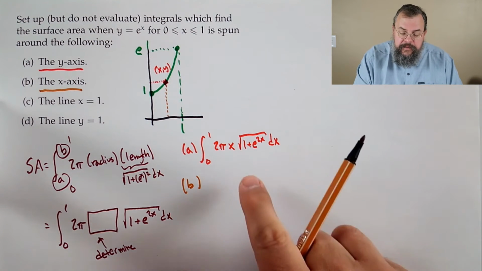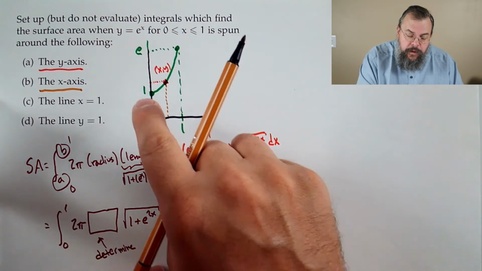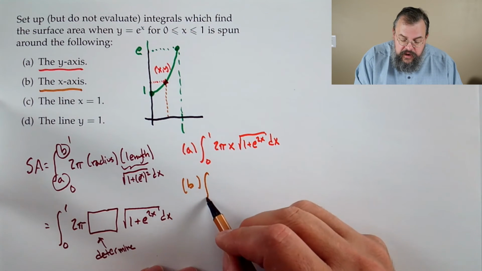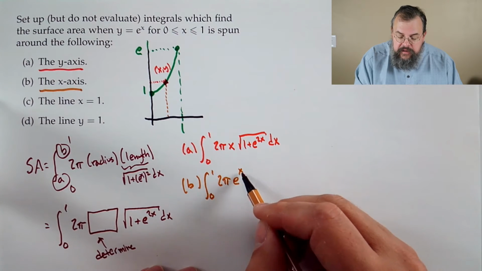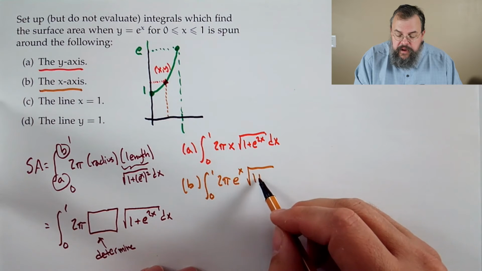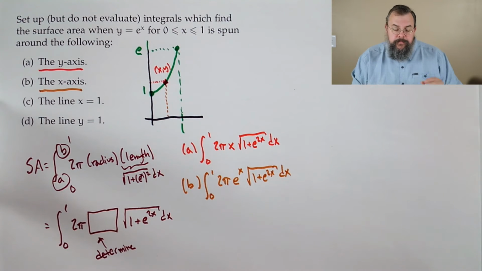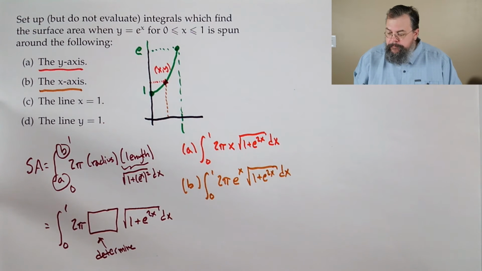Now, we have everything in terms of x, so we don't want to put y down. So we say, well, wait, y is e to the x. So this becomes the integral from 0 to 1 of 2 pi e to the x, which acts like our y, times the square root of 1 plus e to the 2x dx. Okay, 2 down. So we're going pretty quick here.